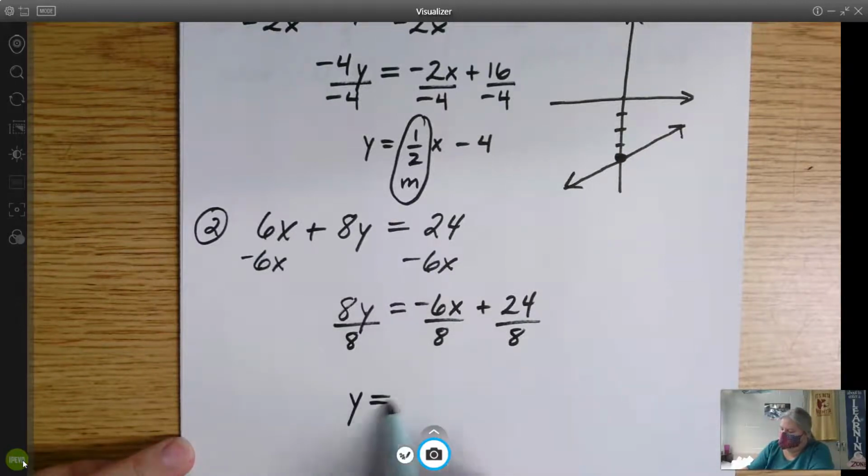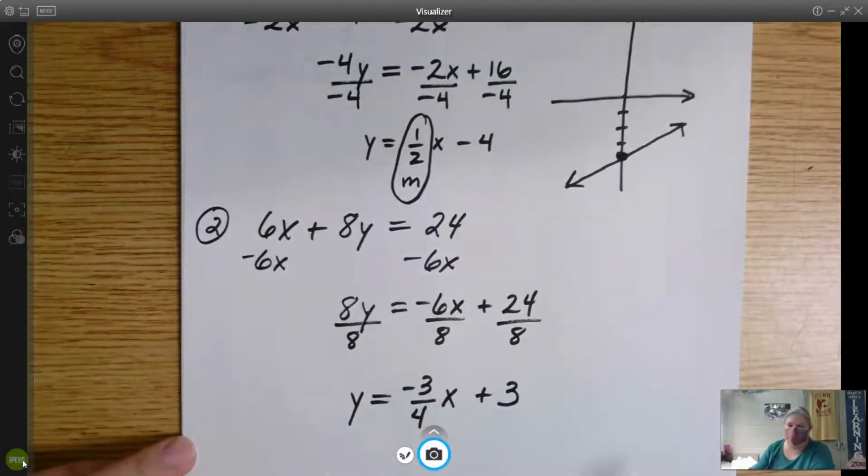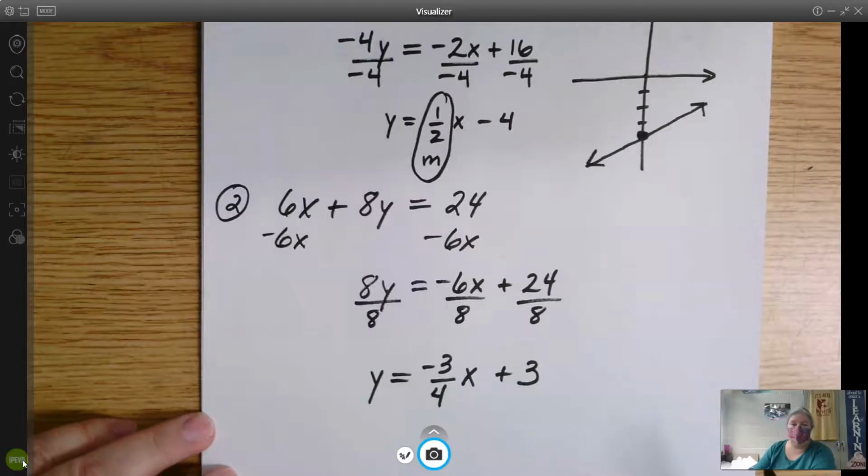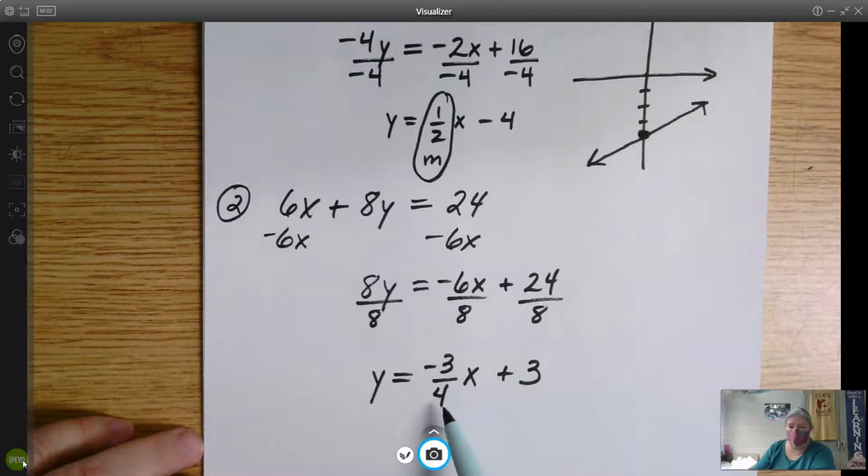So this line has a slope of negative 3/4. That's one of the main things I can find by putting it in slope-intercept form, is that slope. So if I wanted to look for a line that was parallel to it, a parallel line would also have a slope of negative 3/4. It wouldn't have the same y-intercept. That would be the exact same line.